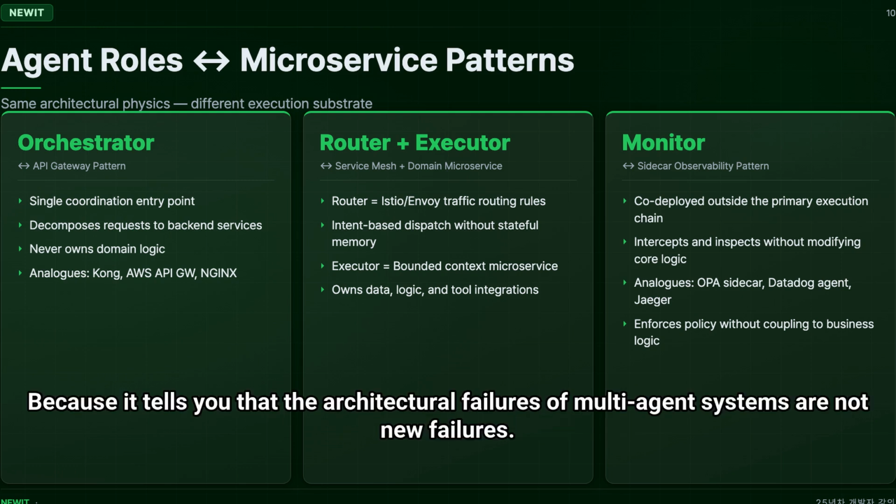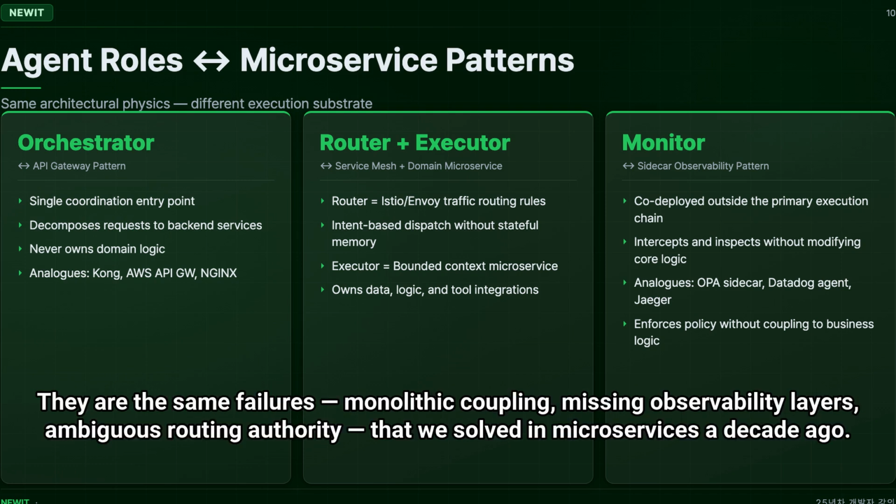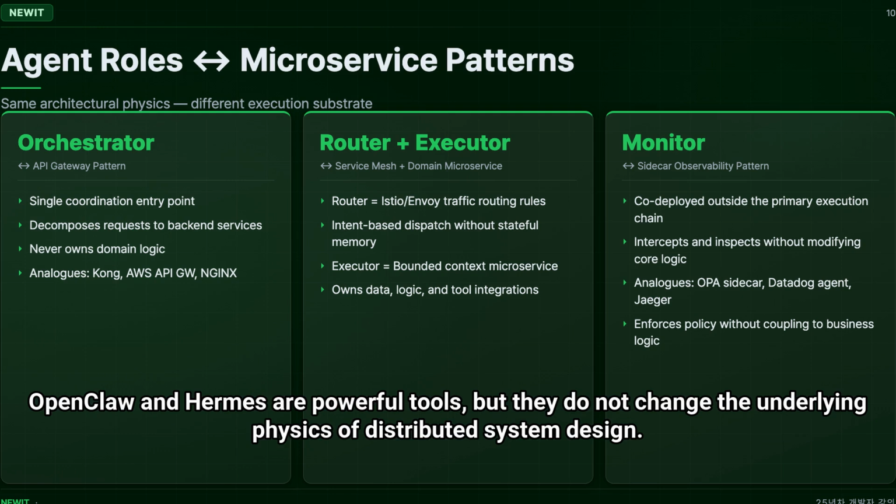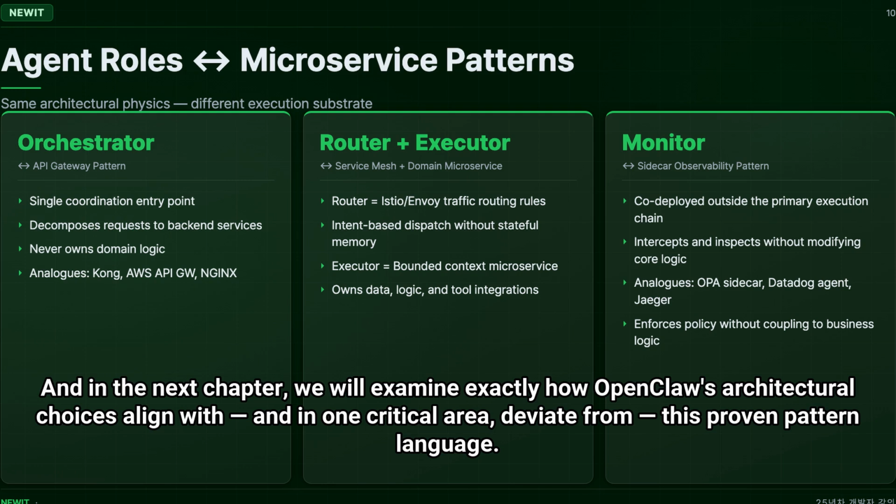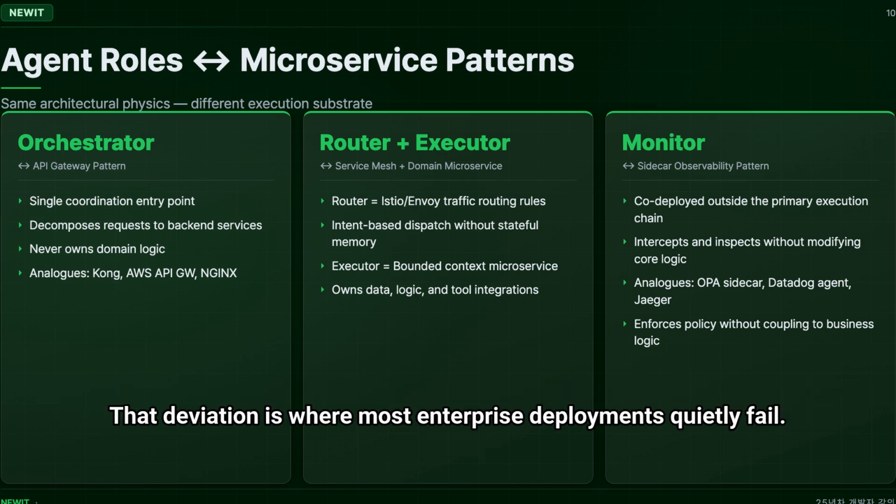Why does this mapping matter? Because it tells you that the architectural failures of multi-agent systems are not new failures. They are the same failures, monolithic coupling, missing observability layers, ambiguous routing authority, that we solved in microservices a decade ago. OpenClaw and Hermes are powerful tools, but they do not change the underlying physics of distributed system design. And in the next chapter, we will examine exactly how OpenClaw's architectural choices align with, and in one critical area, deviate from, this proven pattern language. That deviation is where most enterprise deployments quietly fail.